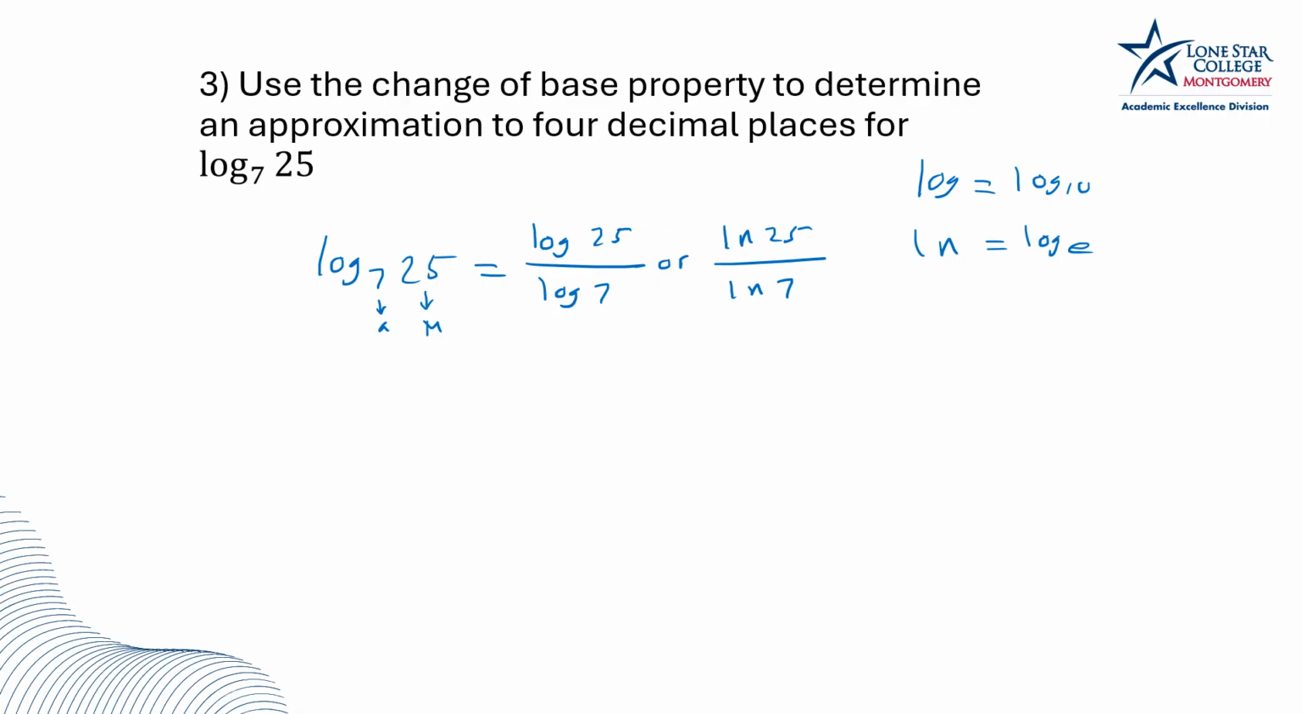So if we use a calculator now, we can actually get the right answer. So if we take log of 25 divided by log of 7, that should give us 1.6541, but we round to 4 decimal places, so we actually round up to 1.6542. So either use log 25 divided by log 7 or ln 25 divided by ln 7. It will get you the same result using the change of base formula.